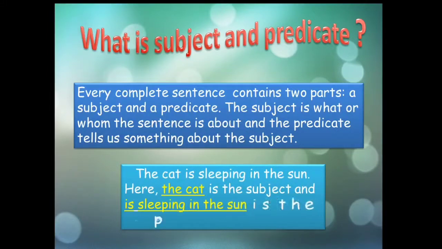The cat is sleeping in the sun. So, about whom is the sentence speaking? The cat. So, the cat is the subject. Is sleeping in the sun. About the cat, the sentence is saying more, that is, is sleeping in the sun, which is nothing but our predicate.